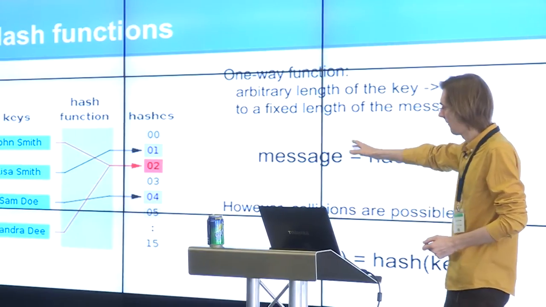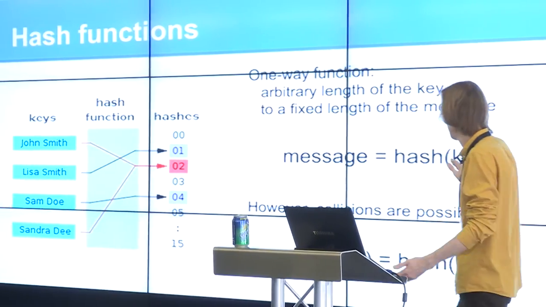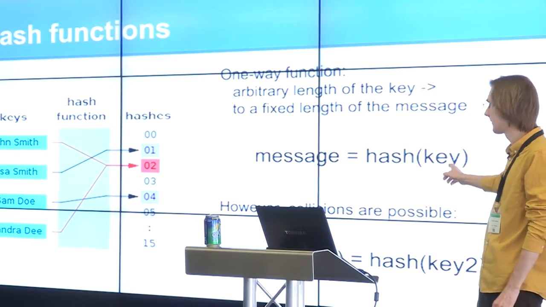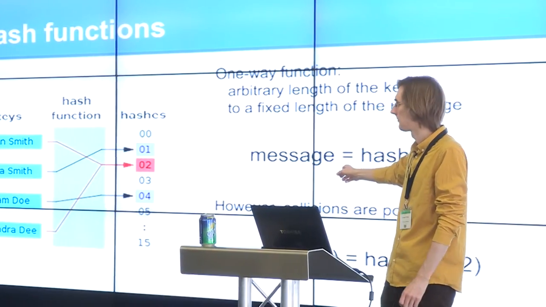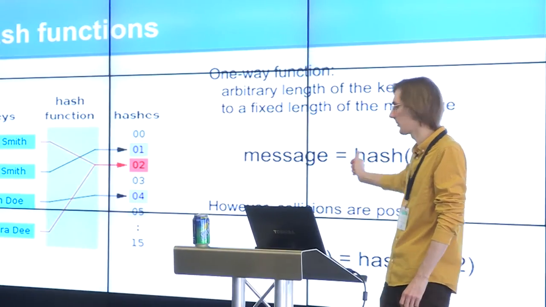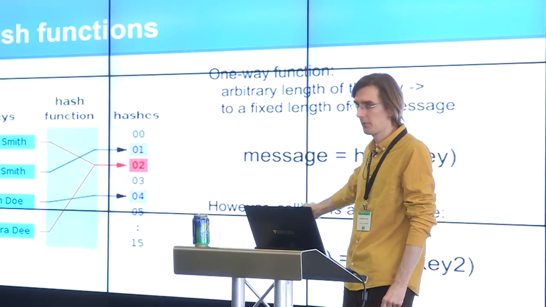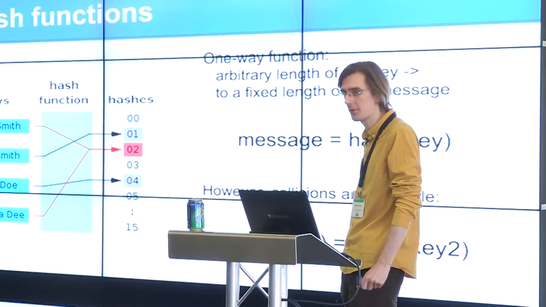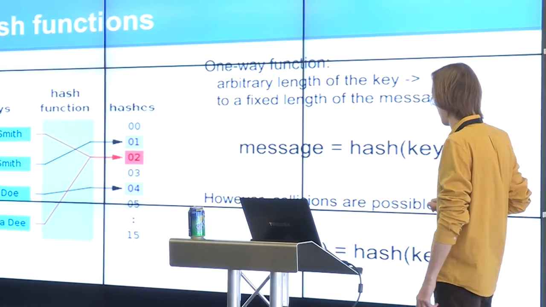And we get a fixed length message on the outcome, that's a hash code. It's a simple, one-way function. We cannot get from the hash back to the key. I'm sorry, from the message, which is the hash, back to the key. This is used quite often in encryption, and a lot of those hash functions are used, like bcrypt right now, but those are not what we're going to talk about today.